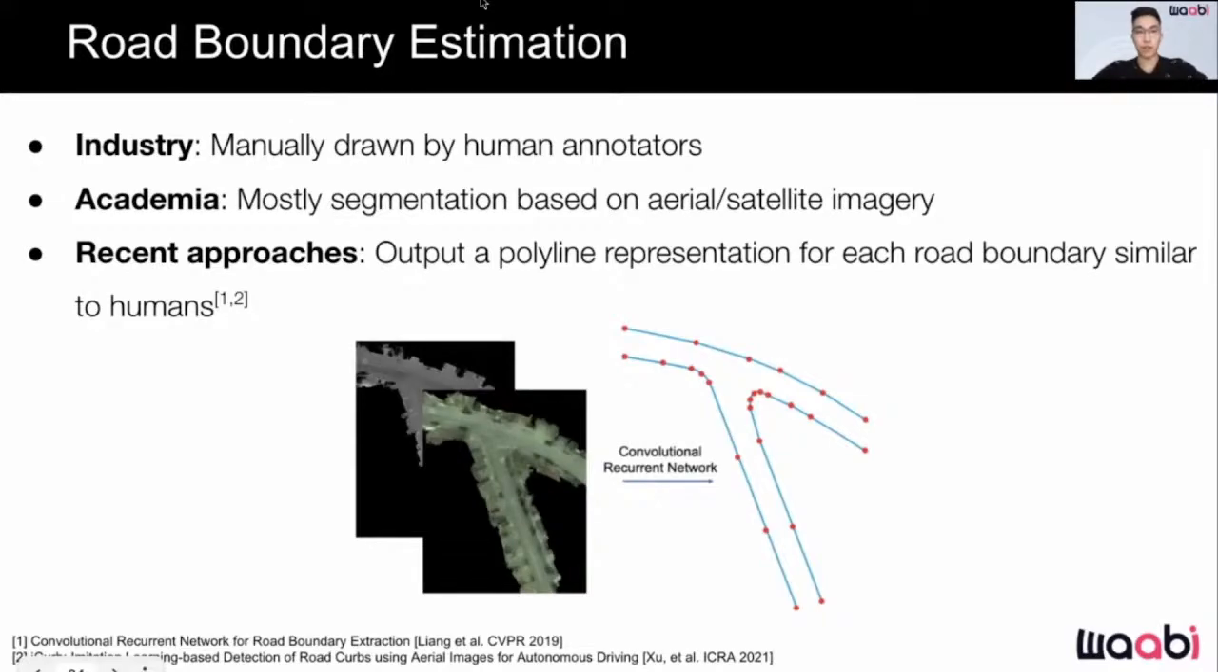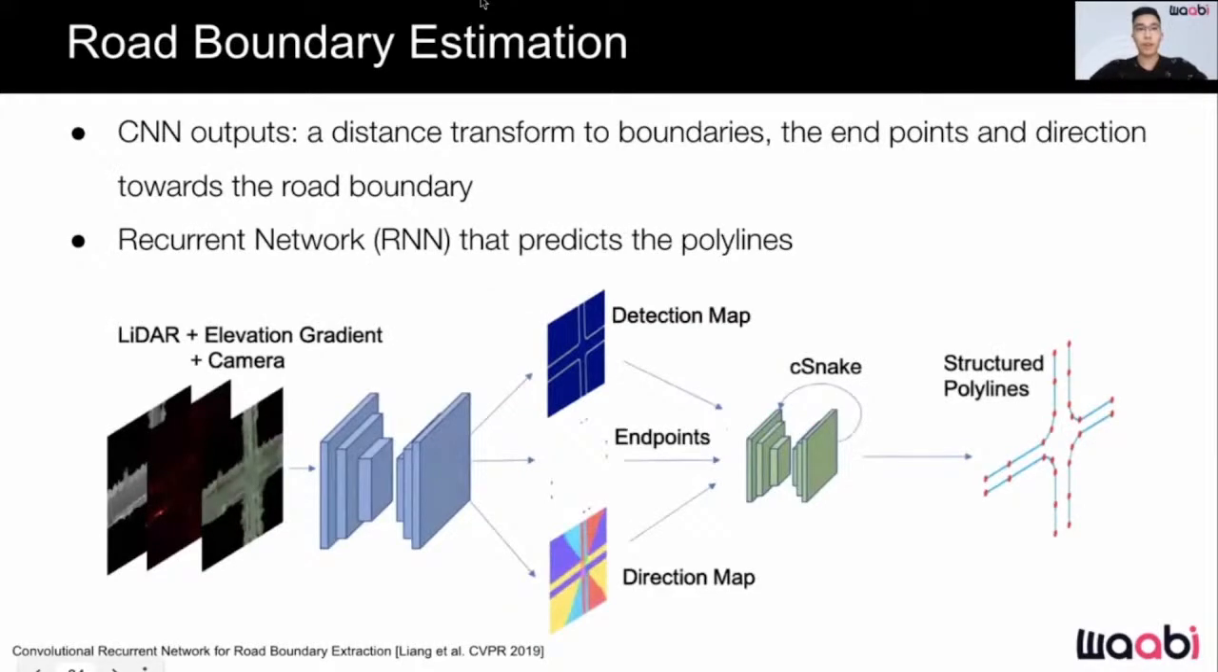The question is, can we automate this process so that human labelers only need to do the QA and adjust the wrong predictions or draw the missed boundaries rather than annotating everything from scratch? Hence, we tackle this problem by directly outputting polylines for each road boundary from BEV inputs. The input to the model is the LiDAR and BEV imagery and LiDAR elevation gradient, which are fed to a deep convolutional network that outputs 3 feature maps.